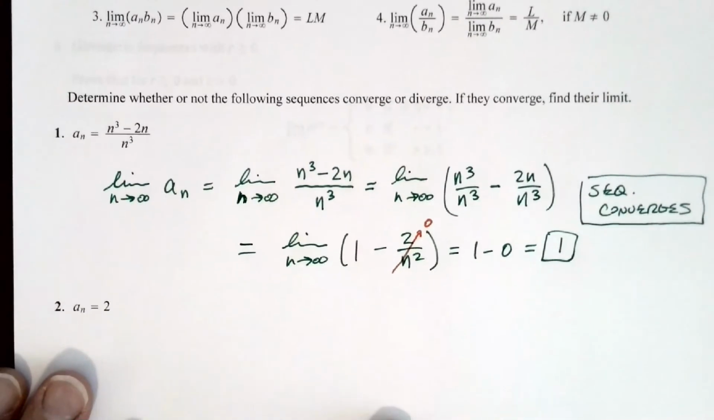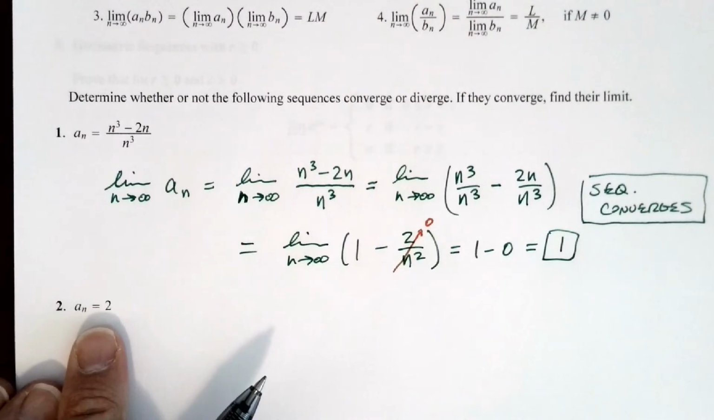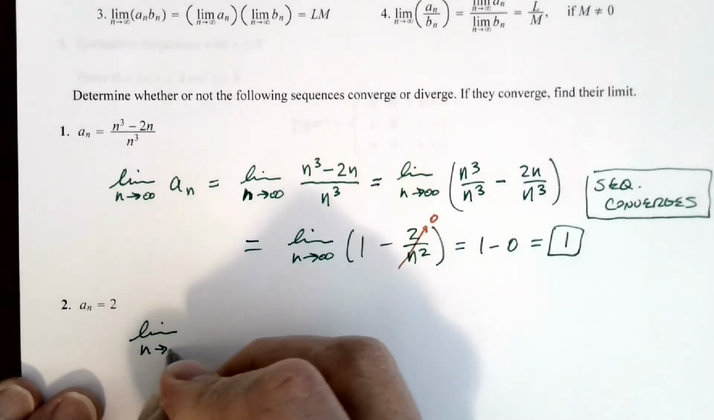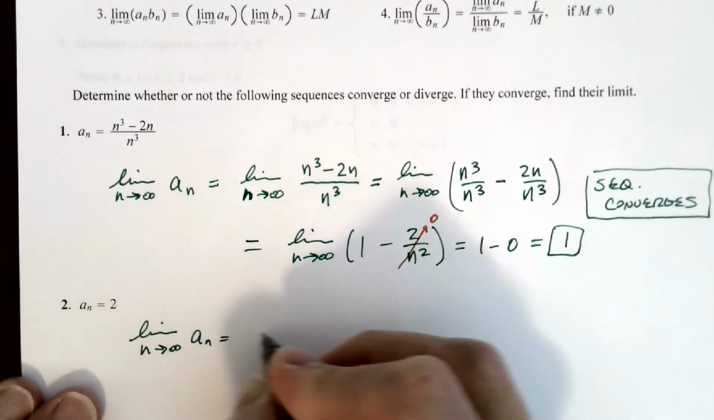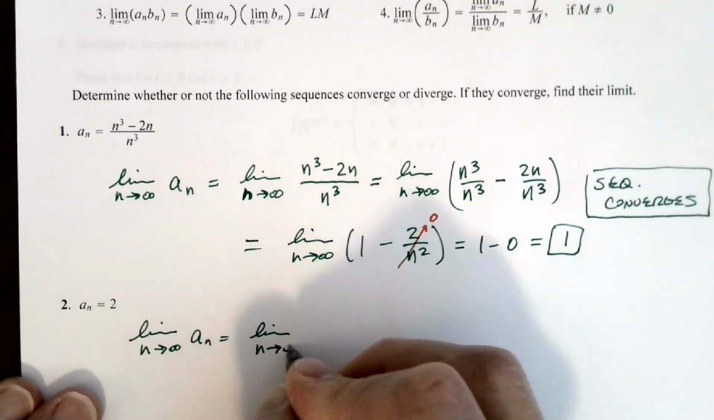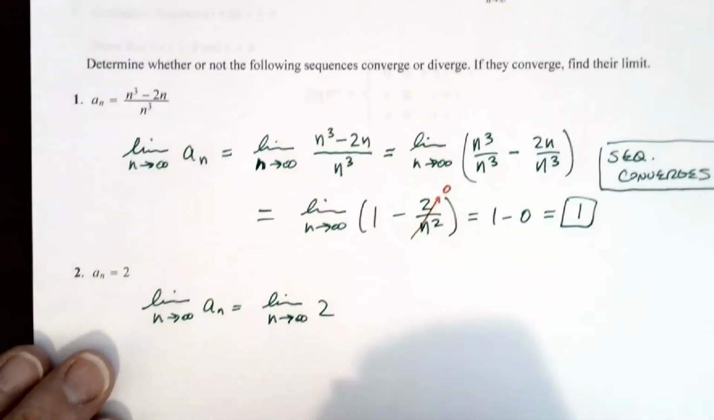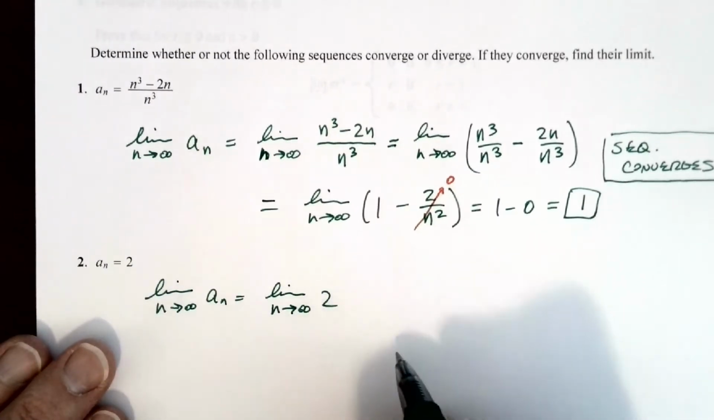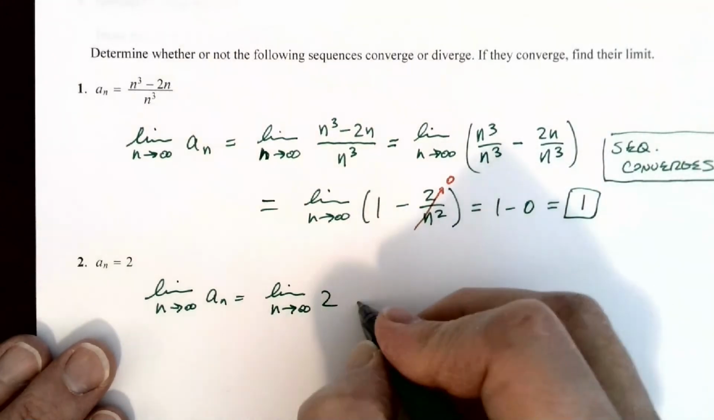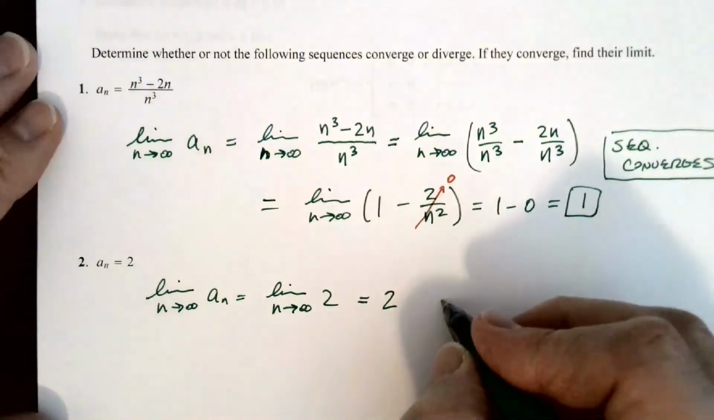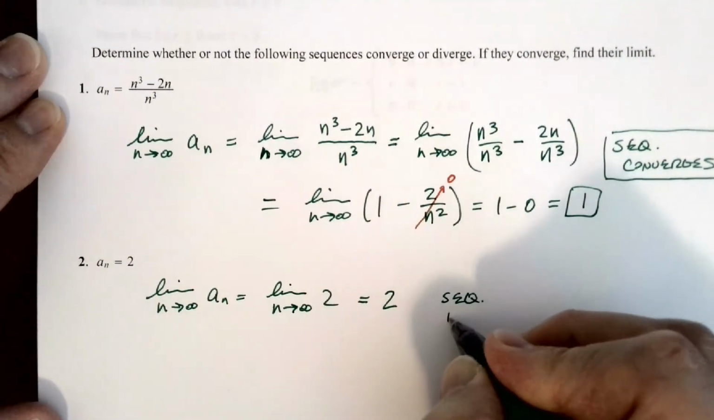Okay, here's a tough one. What's this limit? The limit as n goes to infinity of a sub n, in this case, is just the limit as n goes to infinity of 2. The sequence is 2, 2, 2, 2, 2, 2. If we draw the dots, they're all on a horizontal line. They never deviate from that, so clearly the limit is 2. And again, we know the sequence is convergent.